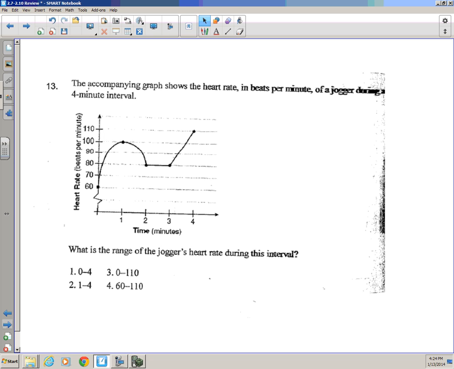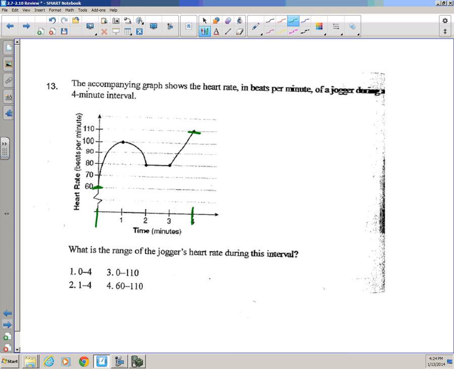The accompanying graph shows the heart rate in beats per minute of a jogger during a 4-minute interval. So time is going across the bottom, from 0 to 4 minutes. And then his heart rate looks like it's starting at 60 and going up to 110.